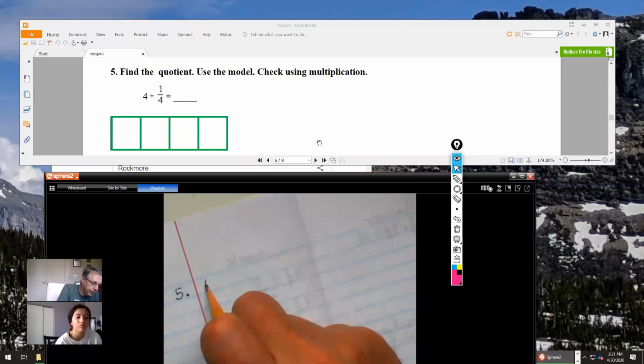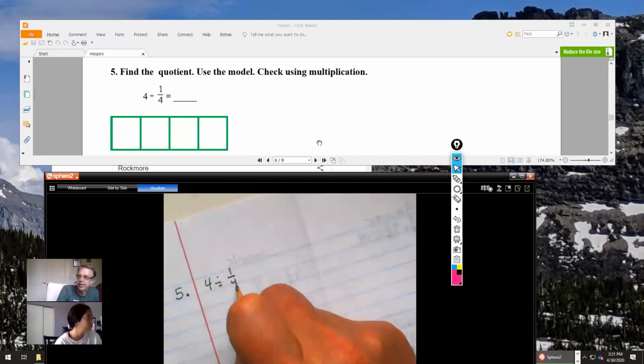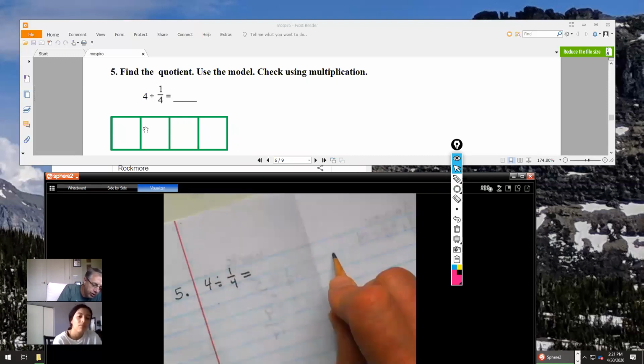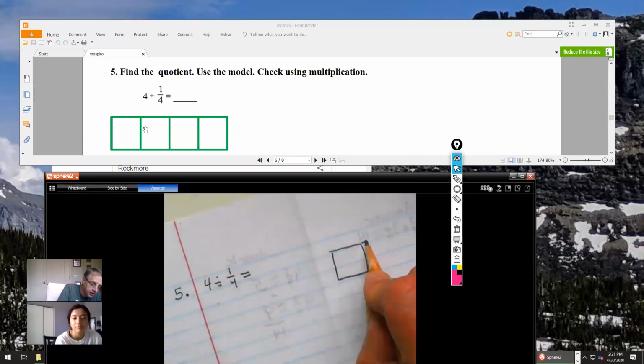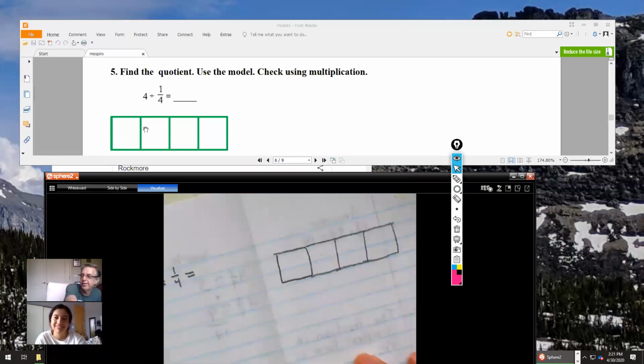So I'm going to put here 4 divided by 1/4 equals blank. My first step is to find the quotient. I'm going to use this model right here. Each one of those squares represents 1. It could be 1 of anything. You could talk about 1 piece of toast. This is another piece of toast. Miss Shades likes toast. And another piece of toast. So now we have 4 pieces of toast.